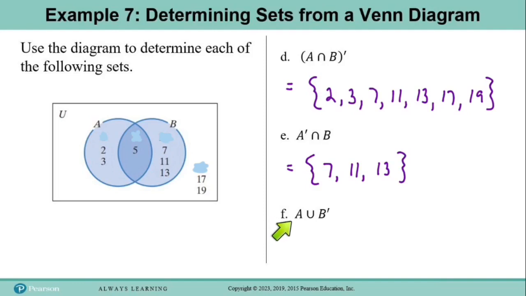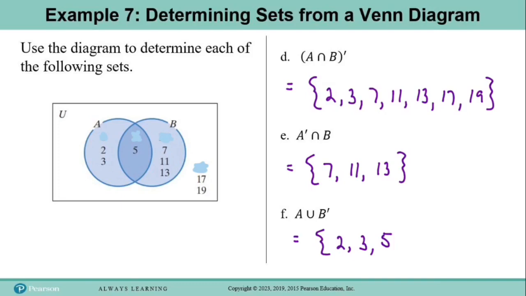And now in part F, we are asked to find the union of A and the complement of B. Okay, well remember that whenever we find the union of two sets, we start by listing all the elements from the first set, and then we include any additional elements from the second set that aren't already listed. So when we think about set A, we know that that includes all the elements inside the circle for set A. So we know that A union B prime is going to contain the elements 2, 3, and 5.